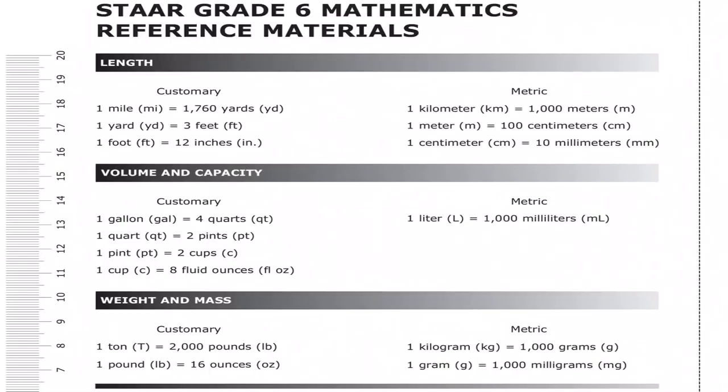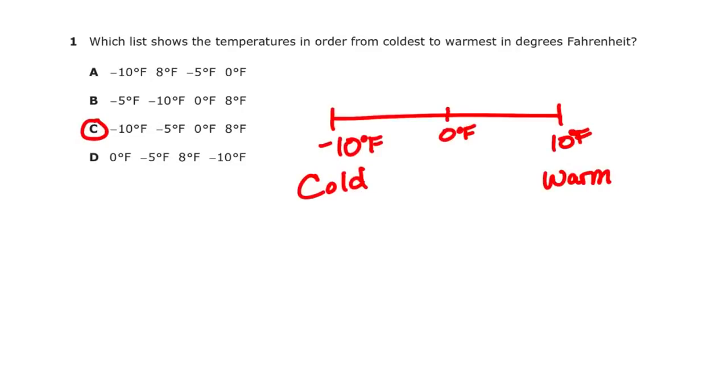So those are always at the beginning, and then you also have some graph paper there at the beginning of the test. So keep that in mind. Let's start with number 1. This video will cover the questions 1 through 10. So number 1, which list shows the temperature in order from coldest to warmest in degrees Fahrenheit?